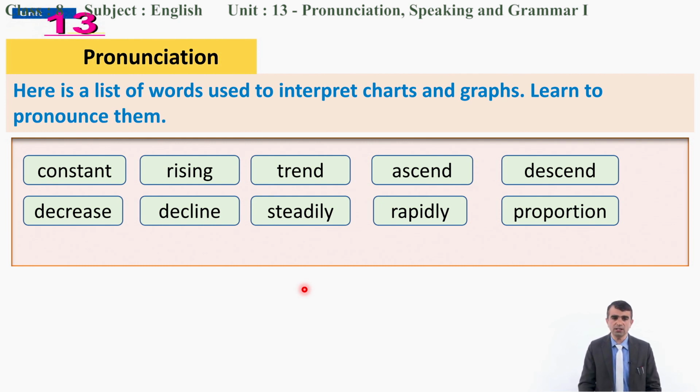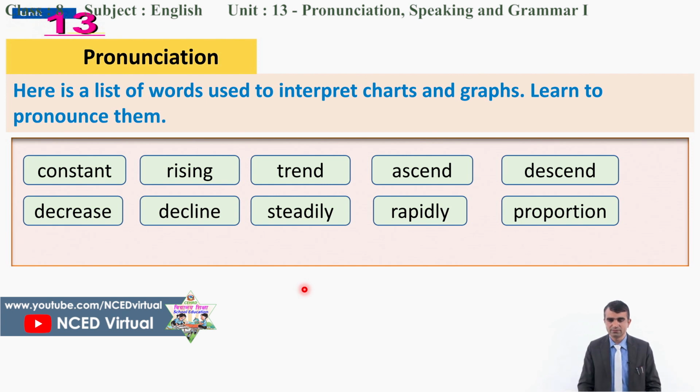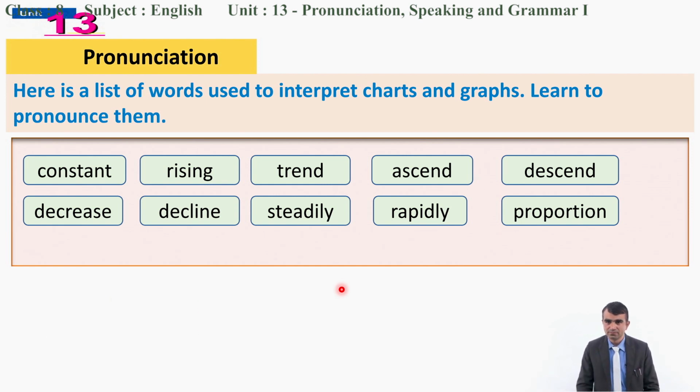The first word, C-O-N-S-T-A-N-T. Constant. Constant. What is it? Again? Listen. Constant. Can you try in the same way? Again? Good. Listen to it again. Constant. Constant. Good.